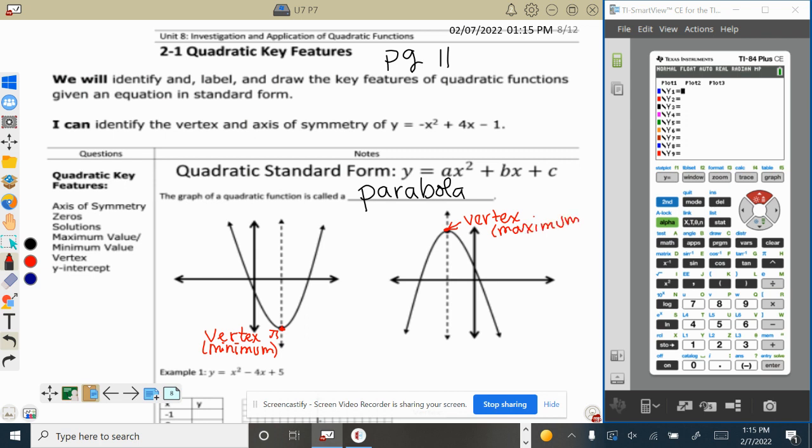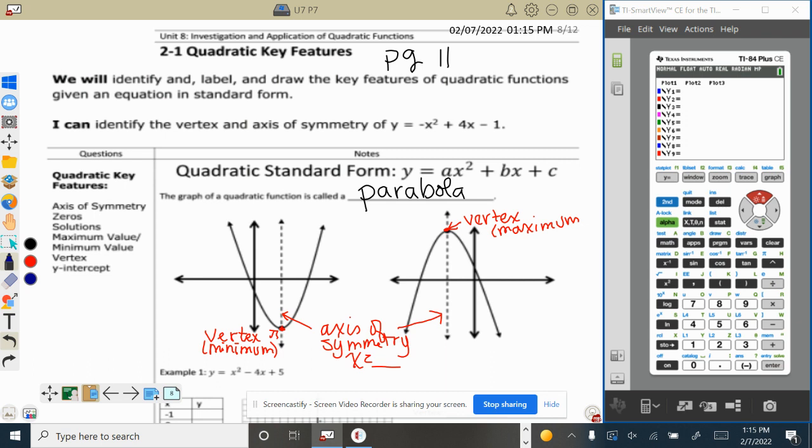The next key feature actually goes through the vertex, and it's this line here. It's called the axis of symmetry. When we identify the axis of symmetry, we identify it as an equation, as x equals whatever that number is, the x value of that vertex. Those two key features, the axis of symmetry and the vertex, for Algebra 1, are exclusive to parabolas.